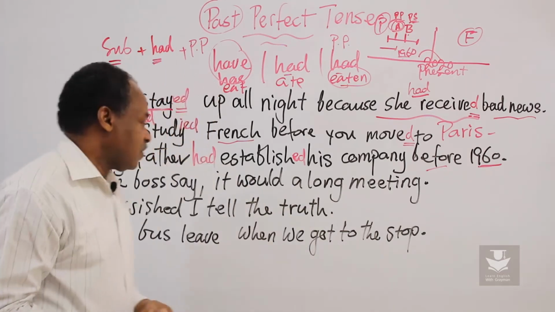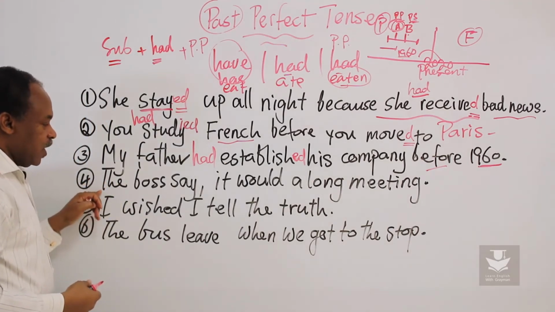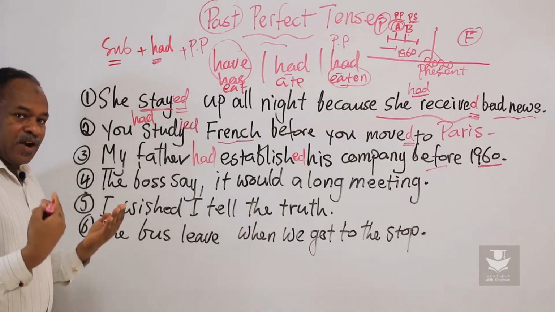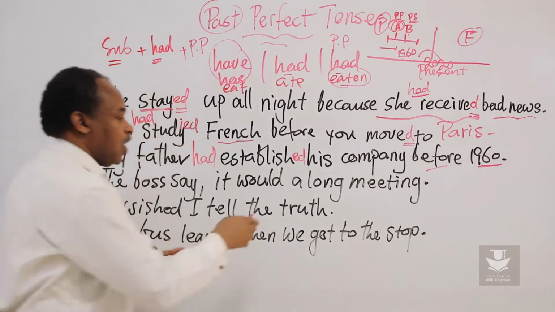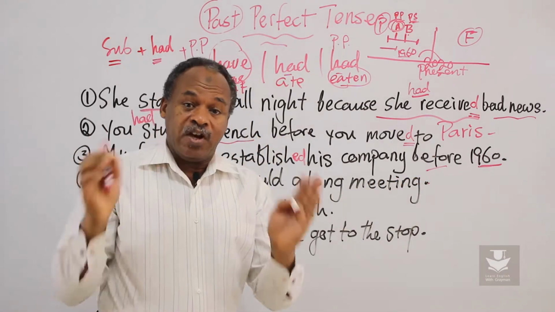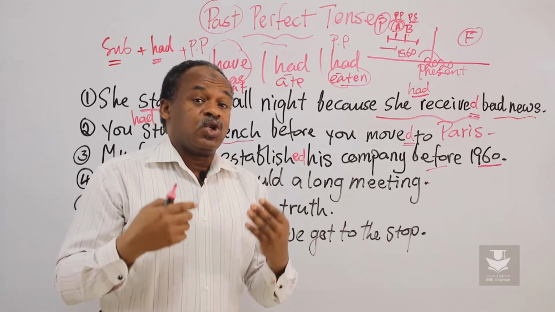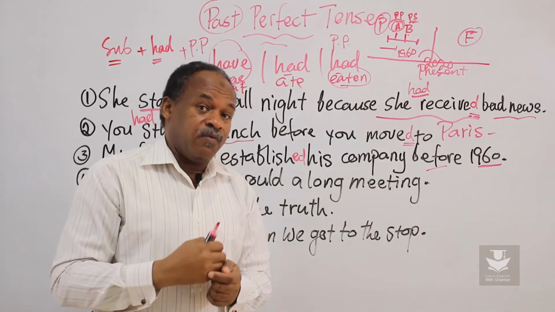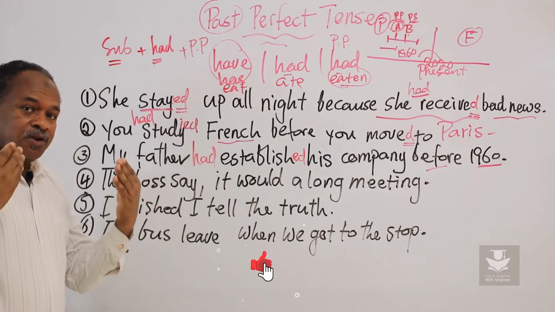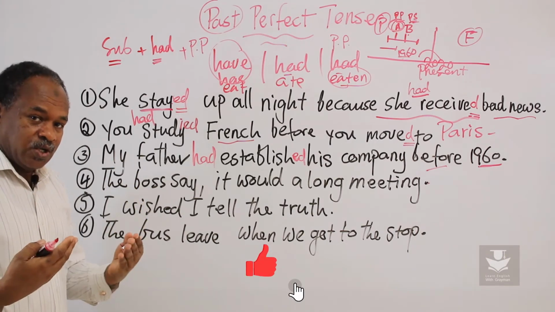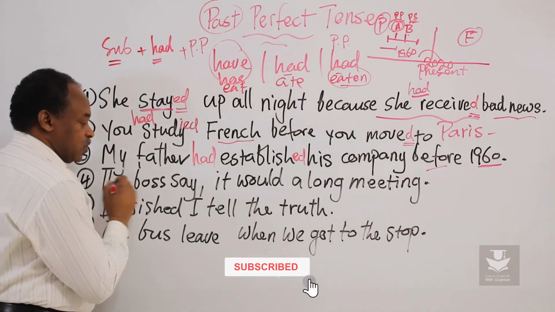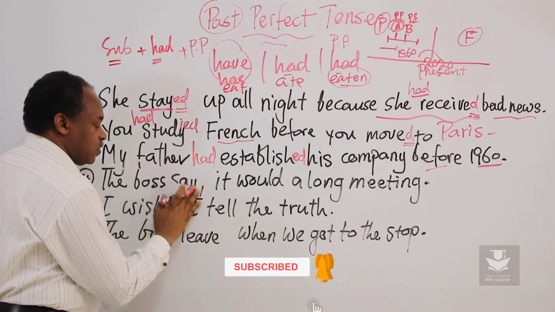Now, let's look at this one here. Let's read it. The boss say or said or had said or has said. It would be a long meeting. I haven't made you a video about reported speech yet, but I will make one very soon. If there is a sentence that has got a reported speech situation, then we have to use past perfect. How? The boss say. Okay, let's remove this.